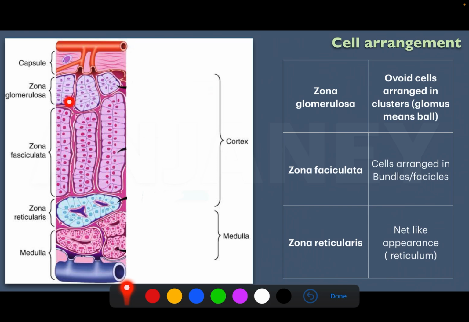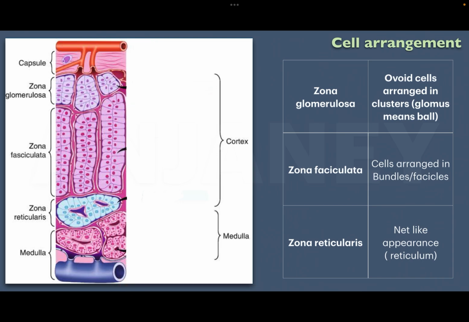Now the cell arrangement in these three layers is different. Here you can see that they are oval cells and they are arranged in clusters. Let's say this is one cluster, second cluster, third cluster, right? So we have oval cells arranged in clusters. In fasciculata we have fascicles or bundles, and in reticularis we have a reticulum or net-like arrangement of cells. So this was about the cell arrangement.